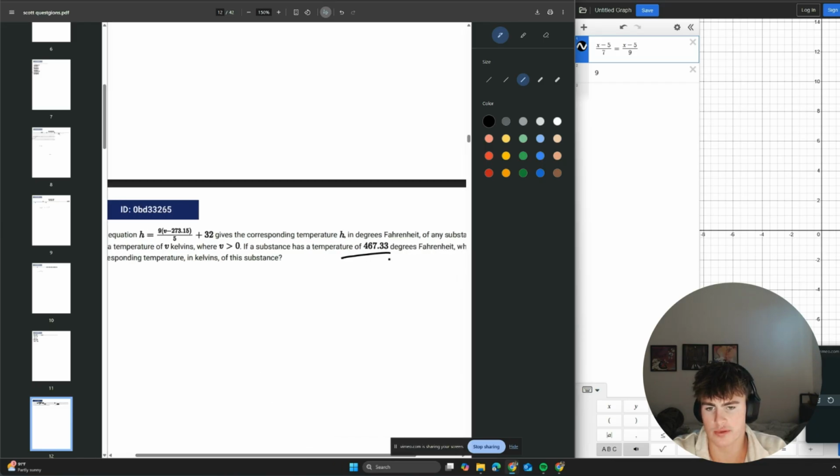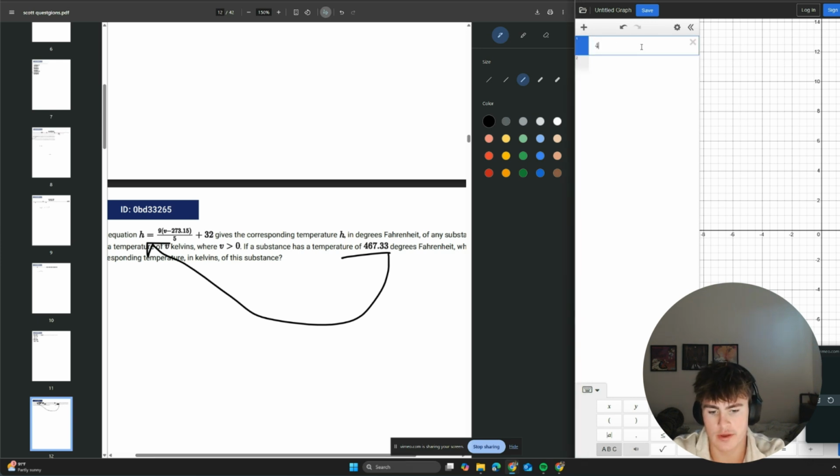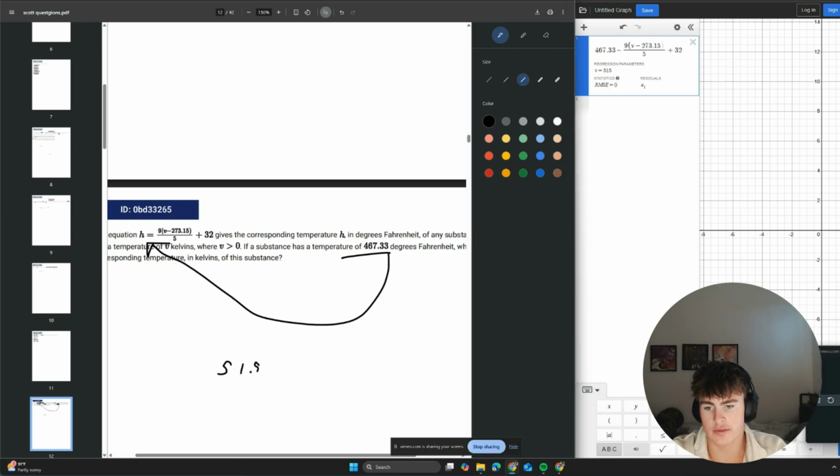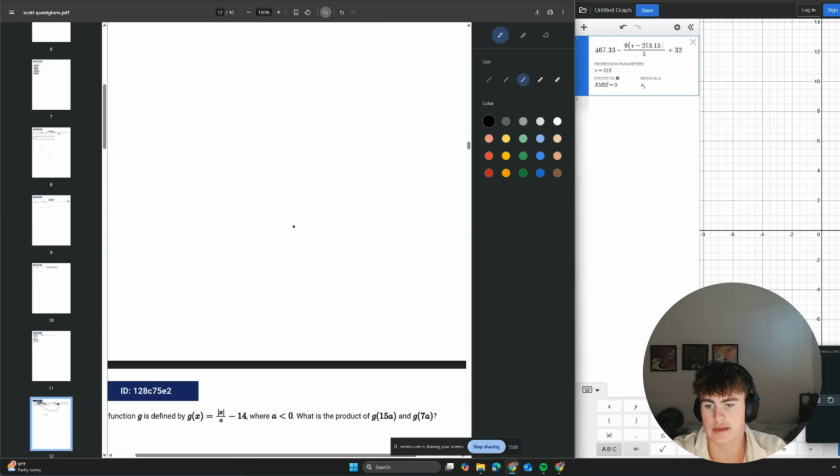So you're going to be plugging Fahrenheit in for H because H is the Fahrenheit, and use a tilde to solve for V. This one's really easy. So Fahrenheit tilde, the equation is going to be 9 times V minus 273.15 over 5 plus 32. So V will be 515, and it's really reassuring that the number is a whole number, so that's the answer.